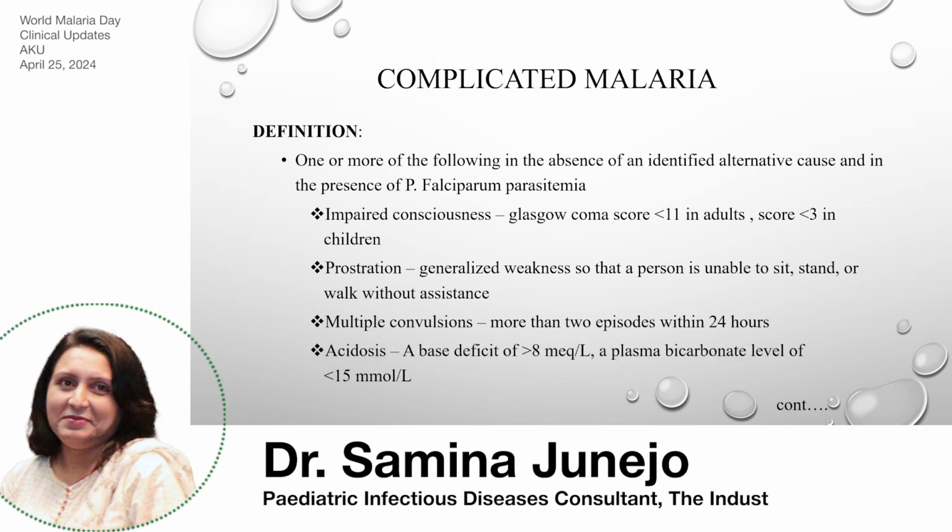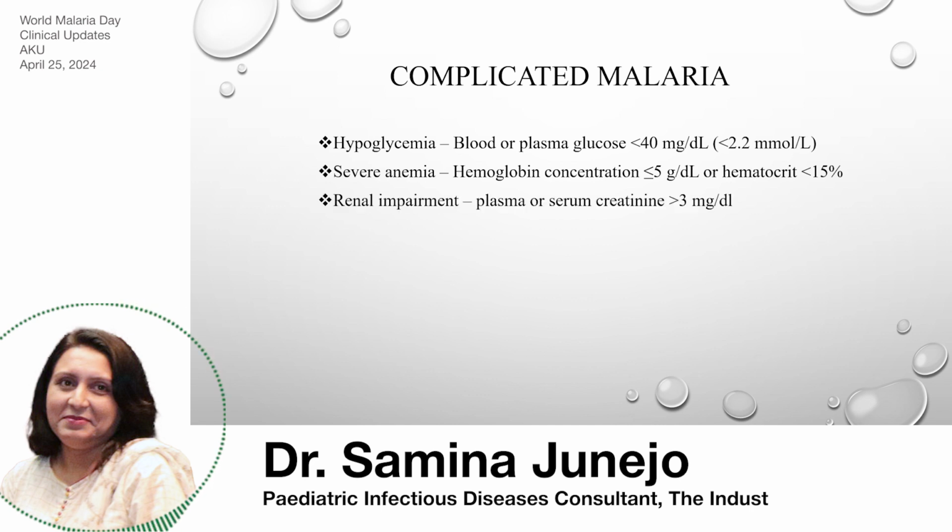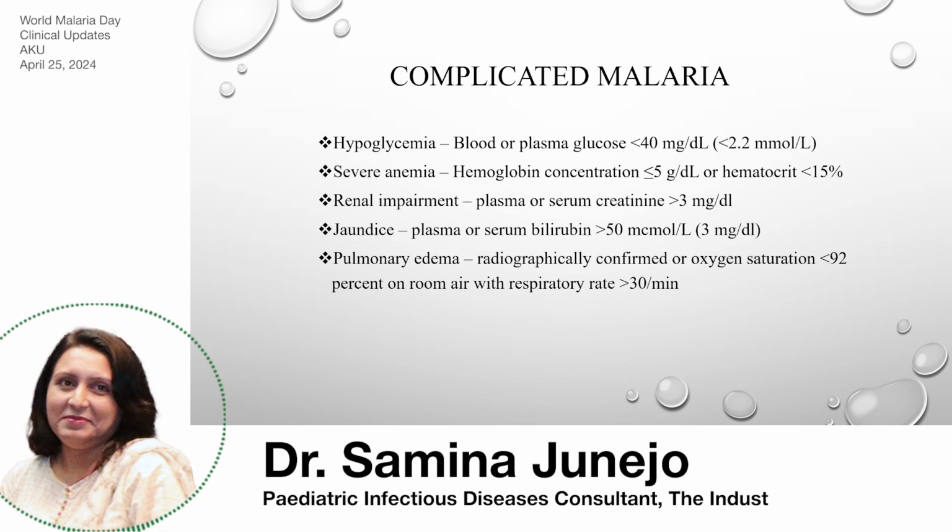If the patient is having acidosis, or hypoglycemia. Bacterial meningitis or any other form of encephalitis usually doesn't cause hypoglycemia, but cerebral malaria or complicated malaria does. And severe anemia, if the Hb is less than 5 gram per deciliter, if there is renal impairment, if there is jaundice, if there is pulmonary edema, which can be manifested clinically as well as in the laboratory, and significant bleeding from anywhere, nose, mouth, rectally, and there is shock, compensated or decompensated shock.